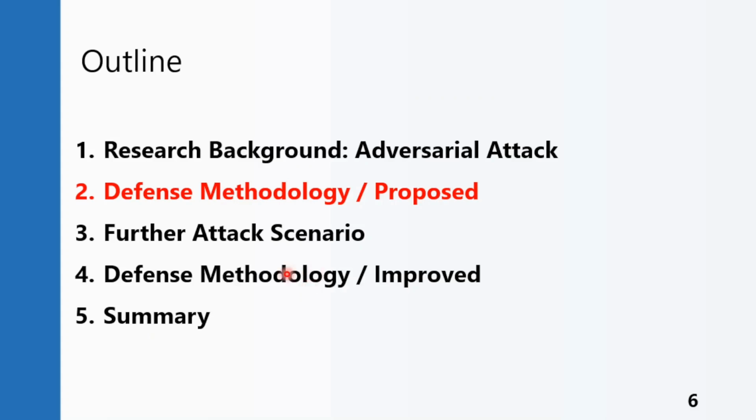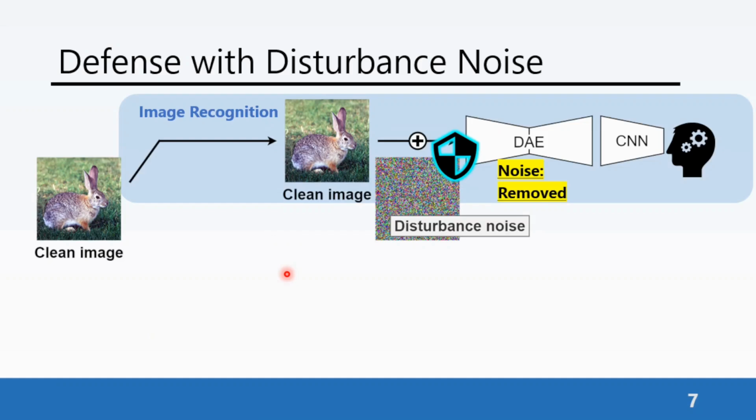Next, I'm proposing a defense methodology. In the proposed defense methodology, deterrence noise and a denoising autoencoder called DAE are added prior to the CNN. DAE is a neural network trained to remove noise. The added disturbance noise is removed by the DAE. Thus, the rabbit is recognized as a rabbit.